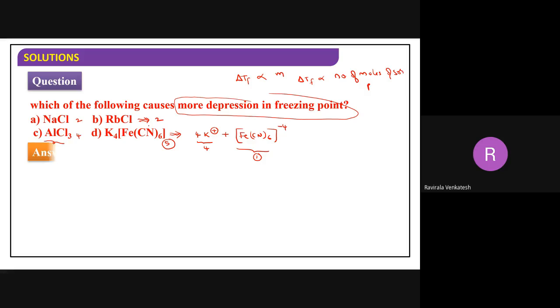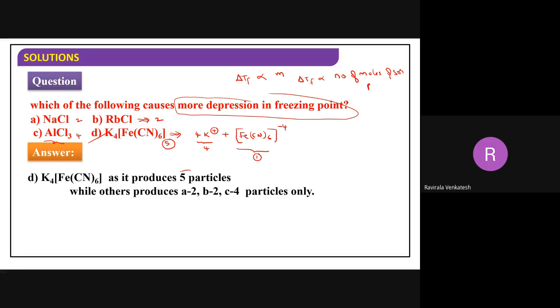So definitely what will the answer be here? D will be the answer here, right? This one will be the answer. Total how many particles are there? 5 particles are there, 4 plus 1 is equal to 5. A will produce 2, B will produce 2, C will produce 4 particles only. Right?